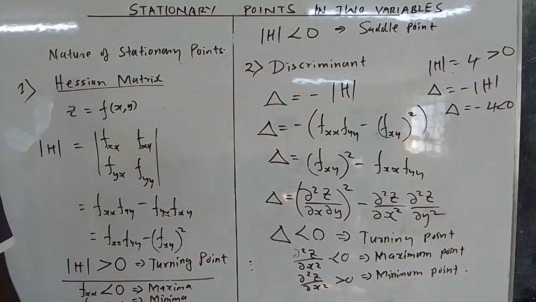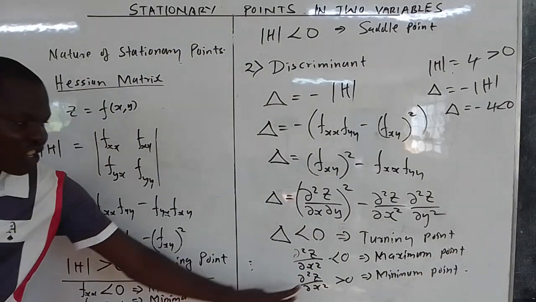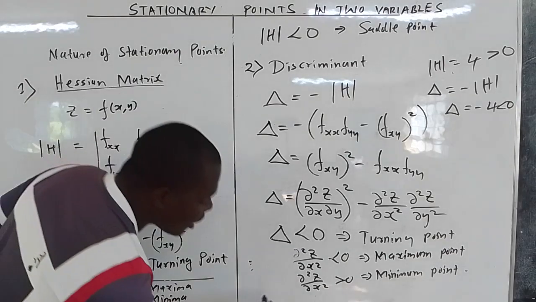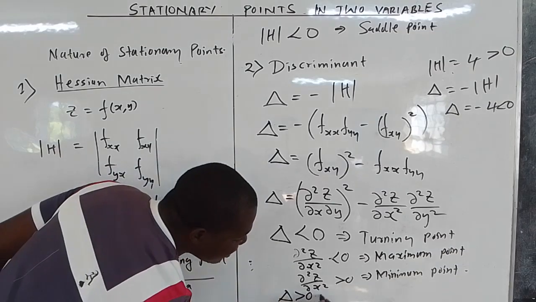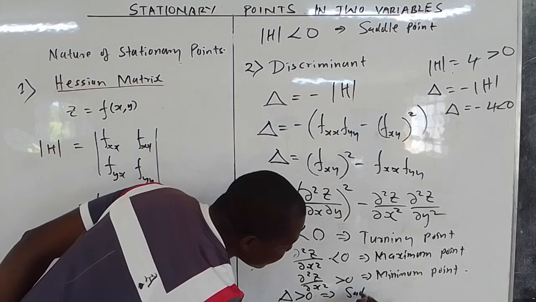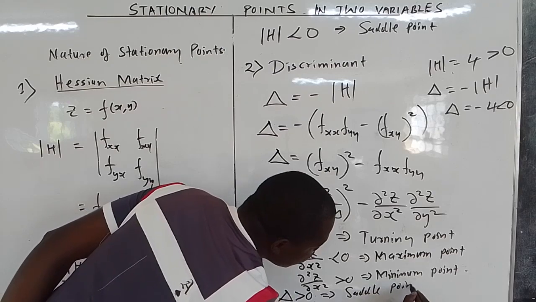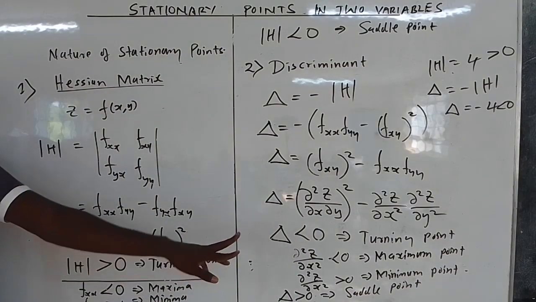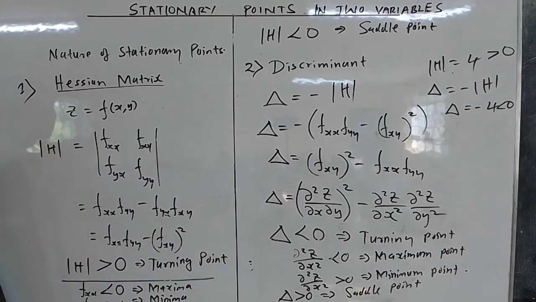So what does it mean? It means when the discriminant is greater than 0, it implies what? A saddle point, isn't it? So when the discriminant is greater than 0, then it is a saddle point. So here you have to be very careful. This one is the opposite of the other. They are not the same. Are you seeing that? Are we together?